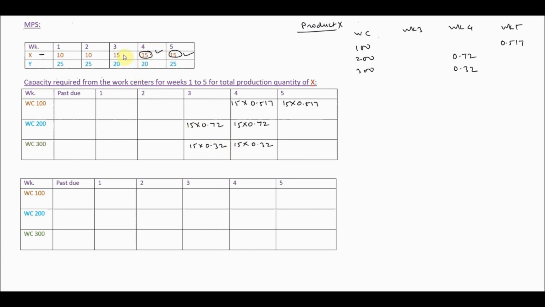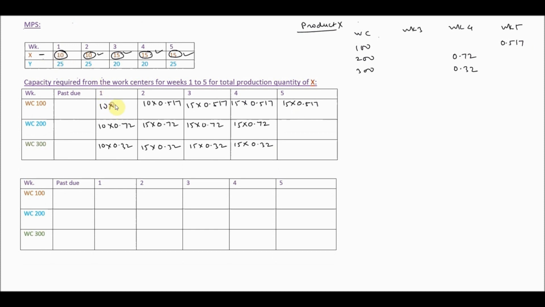So this is also done. Now let's take this one. So 15 multiplied by 0.517, 15 multiplied by 0.72, and 15 multiplied by 0.32. Now this is done. Let's take this one here. So 10 multiplied by 0.517, 10 multiplied by 0.72, and 10 multiplied by 0.32. Now this is done. Let's now take this one here.